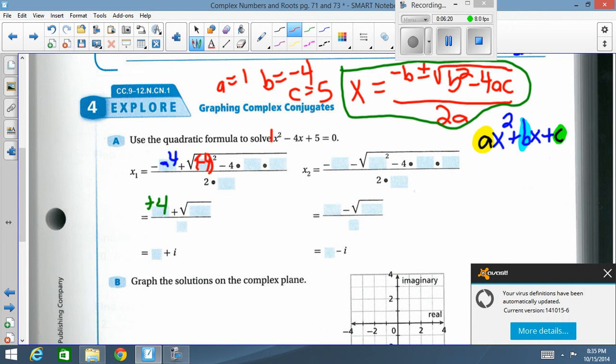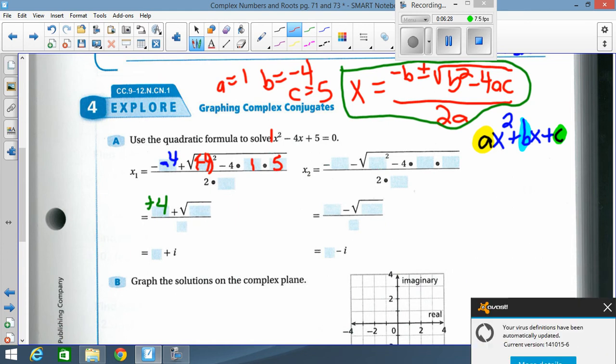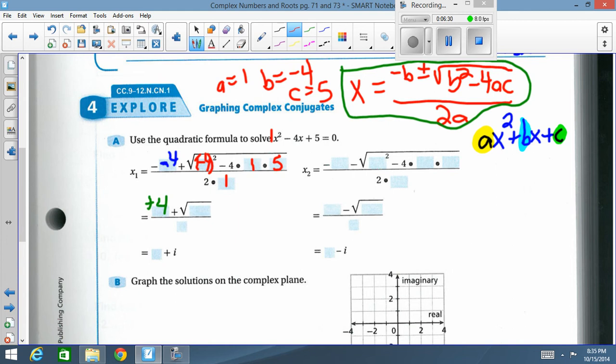Okay? In parentheses, -4 times A, which is 1, times C, which is 5, all over 2 times A, which is 1. I'm going to repeat the same numbers over here. Once again, this is not something I would normally do. I would not write this out as 2 separate parts. I would just use the plus or minus feature. But it's the way they have it set up here, so I'm going to oblige by it.